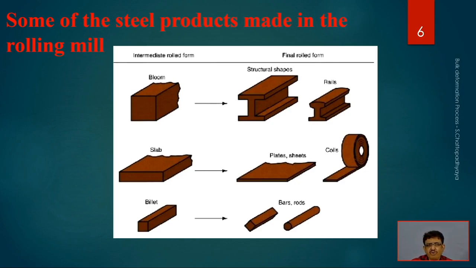So the main components, three to four: bloom, slab, billets and bars. Mainly bloom, slabs and billets are the raw material for metal forming to generate all sorts of varieties of metal formed products.